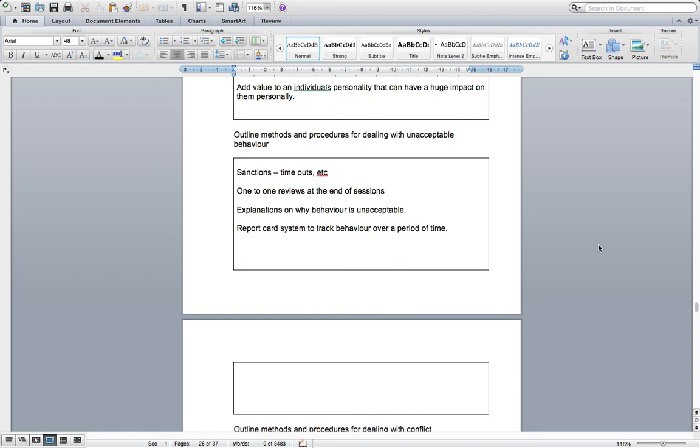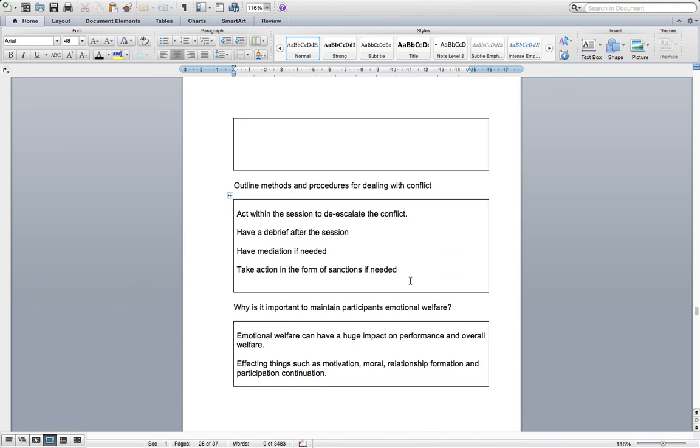Another one that you can choose, or that you can use with youngsters, is a report card system that can track behaviour over a period of time. So if someone is constantly misbehaving, then you can put them on a report, and then they can track that behaviour, and you can say, well, your target is to improve this behaviour by a certain amount by a certain time. Okay, and a report card will give you the ability to do that, basically.